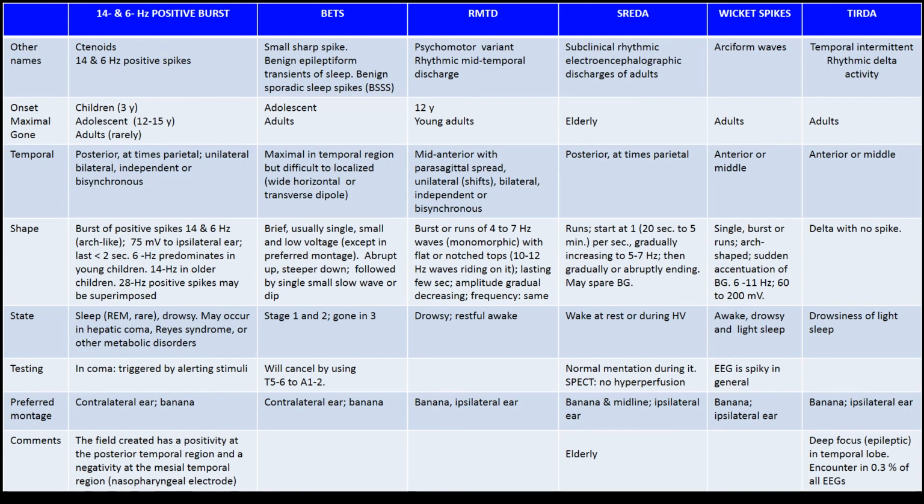Take a look at this general frame to compare the different activities that occur in the temporal region. Take a few seconds to compare rhythmic temporal theta bursts of drowsiness with other activity which predominates in the same region.